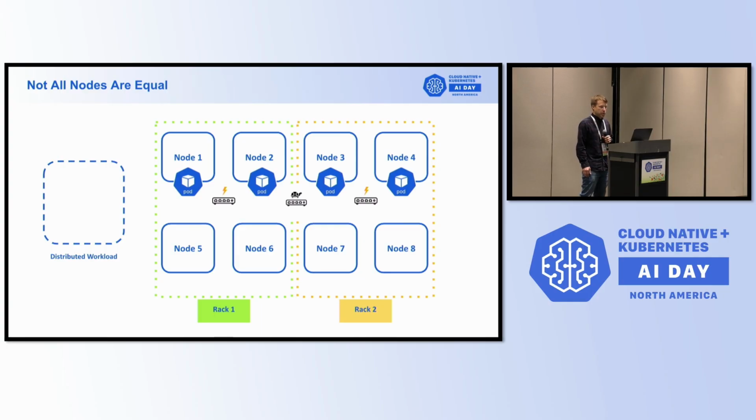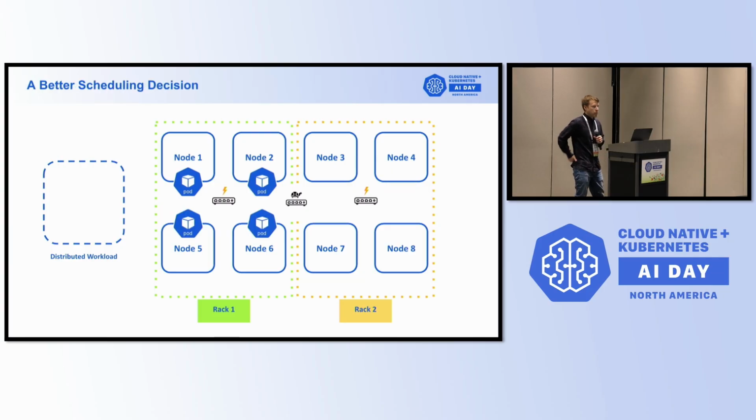In this example, the 4 nodes on the left side are located in one rack, and the 4 nodes on the right side are located in a different rack. Within each rack, there is high-speed network connectivity, while between the racks, the network bandwidth is more limited. By taking this information into account, the scheduler can place the pods in the same rack for optimal performance.